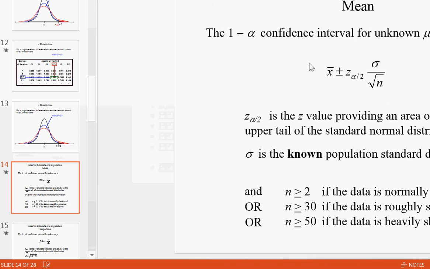What number are you on? Slide 14. X bar plus or minus Z, which is the Z that we were talking about on Tuesday, sigma divided by the square root of n, right? There's your confidence interval. How many numbers are in the confidence interval? Megan? Not here? Okay. Matthew?